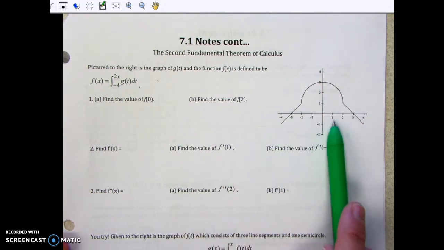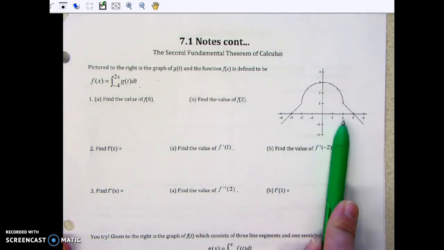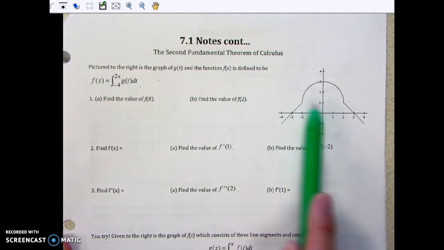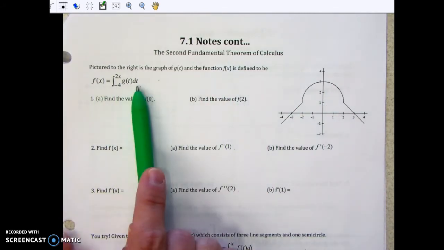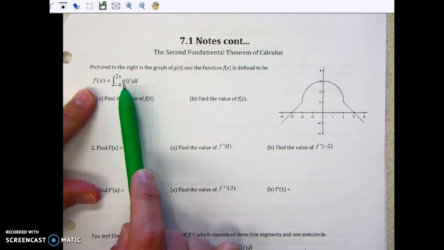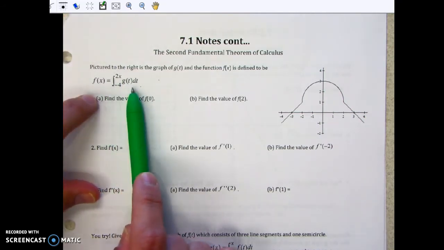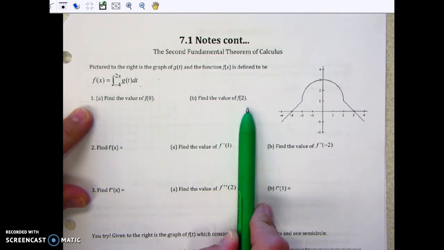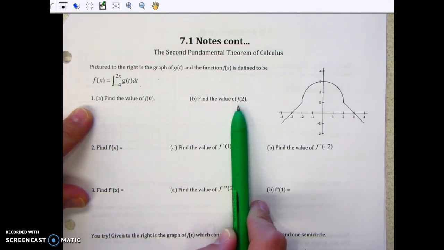Picture to the right, this should look familiar. I think this is the same picture as what was on the test. Picture to the right is a graph of g, and the function f is defined to be this. You should know by now we're going to be mixing f and g and f and h and lots of different things. Let's just follow the instructions. Follow the yellow brick road.